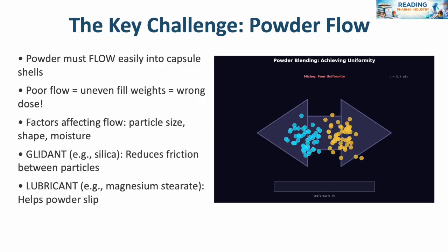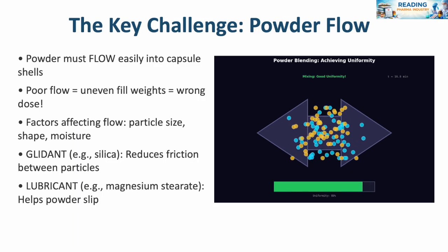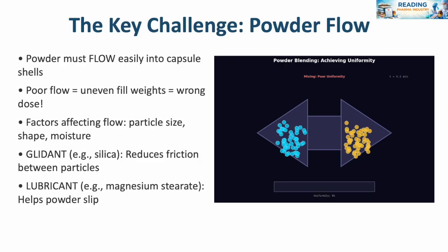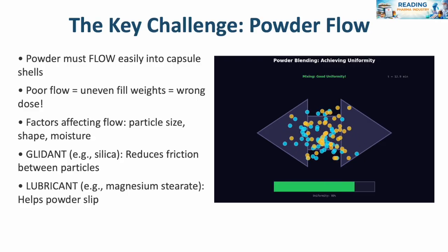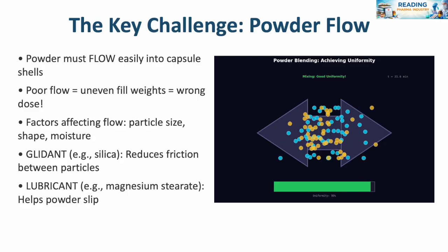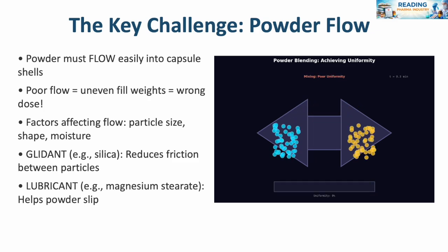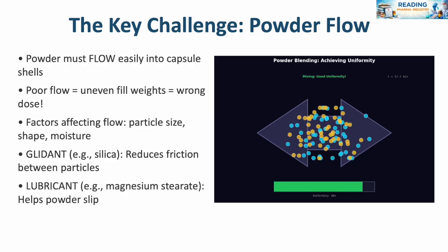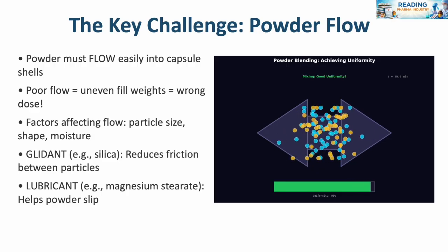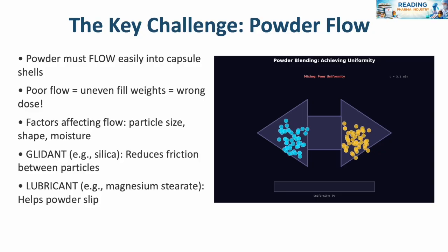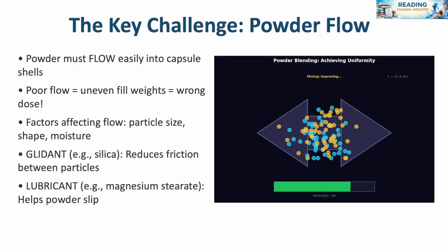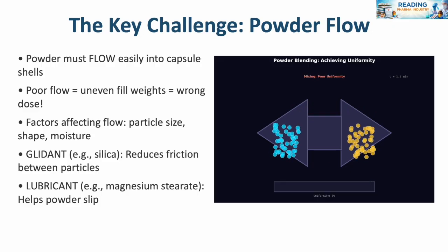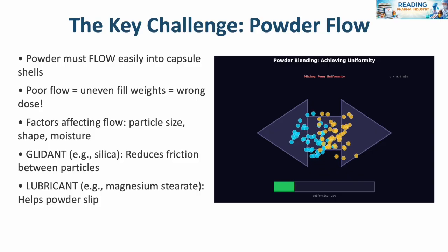The key challenge when filling capsules, you probably can imagine, is the powder flow. And the reason here is because powder must flow easily into the capsule shell. If there is a poor flow of the powder, that means there will be uneven fill weights and therefore there will be wrong dose. And of course, that will be a very serious issue. Things which can affect the flow are the particle size, the shape of the particles, and the moisture content.